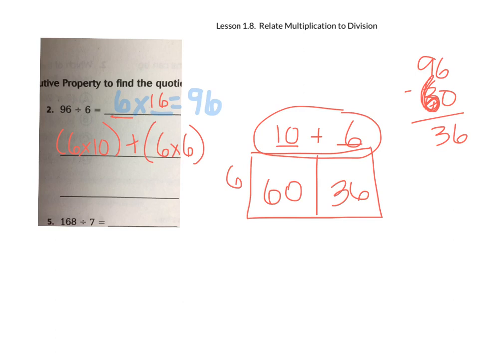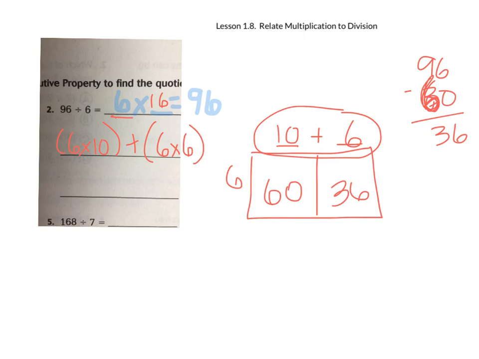Now this would be our related multiplication problem that would actually solve 96 divided by 6, because this would equal 96. Watch. 60 plus 36 is 96. Therefore, I know that 16 was my missing factor. We're going to do a couple more for practice, so don't worry.